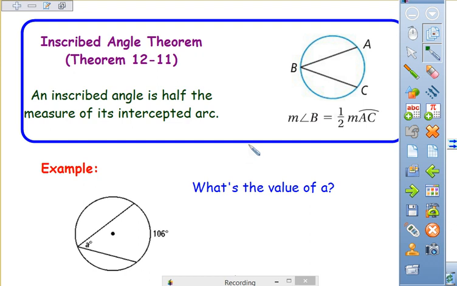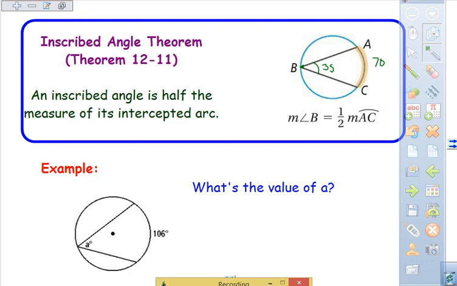Here is the inscribed angle theorem. If an angle is inscribed, it is half the measure of its intercepted arc. So here is my inscribed angle. It's going to be half the measure of the intercepted arc. So if the intercepted arc is 70, then the measure of the inscribed angle would be 35.